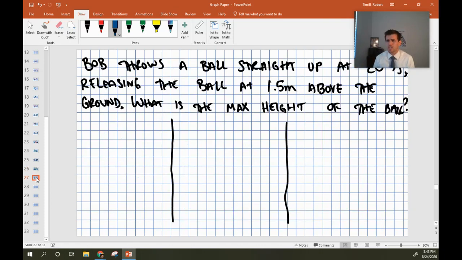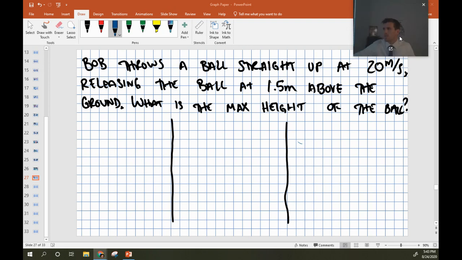All right, last question for this video. We have Bob throwing a ball straight up in the air. And oops, you probably can't see how fast he's throwing it. There we go. Going straight up at 20 meters per second. He releases the ball at 1.5 above the ground. What's the max height the ball gets? So back to sketching time.